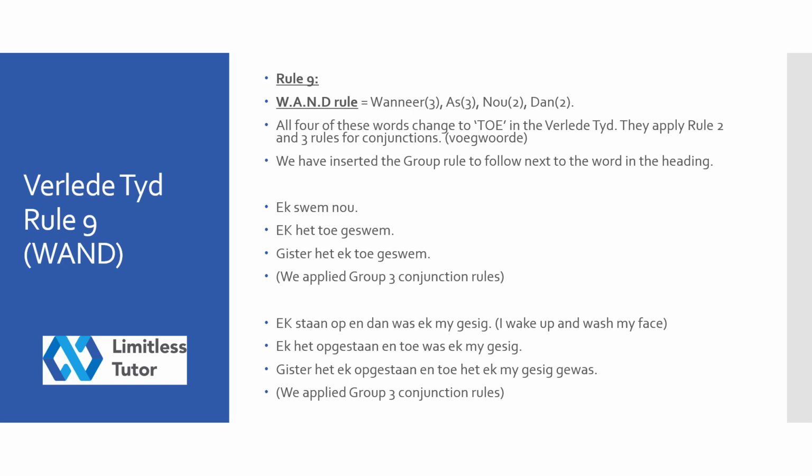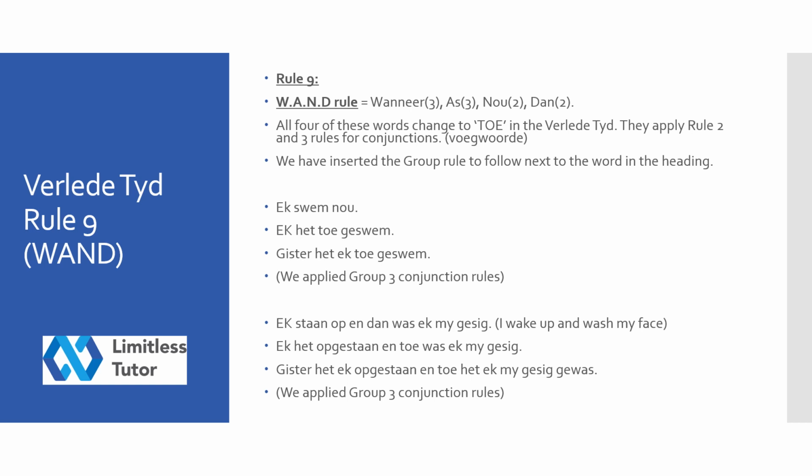Verlede tyd, rule number 9. I teach this as WAND. Some people teach it as DAWN. I prefer WAND because then I know the first two are group 3 conjunctions and the second two are group 2 conjunctions. WAND stands for wanneer, a group 3 conjunction; as, a group 2 conjunction; nou, and dan, group 2 conjunctions. All four of these words change to "toe" in the verlede tyd, the past tense. They apply either rule 2 or rule 3 conjunction rules, in terms of where the verb would be moved. We have inserted the group rule next to the word in the heading.